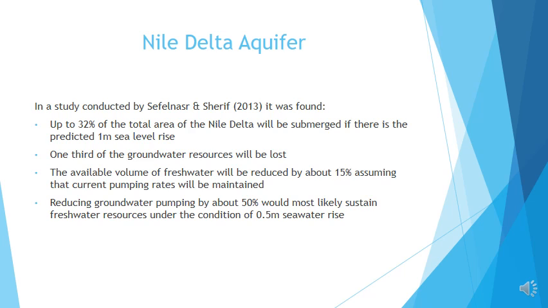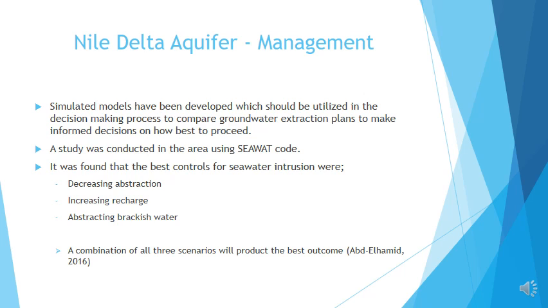assuming that the current pumping rates will be maintained. Reducing the groundwater pumping by about 50% would most likely sustain the freshwater resources under the condition of a 0.5 metre seawater rise. Simulated models have been developed which should be utilised in the decision-making process to compare groundwater extraction plans to make informed decisions on how to best proceed.